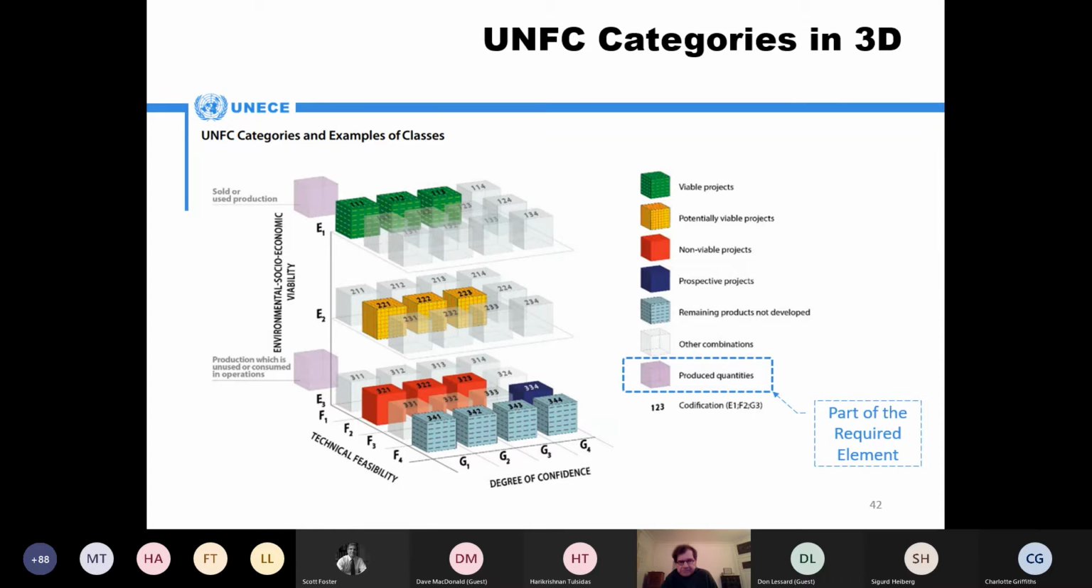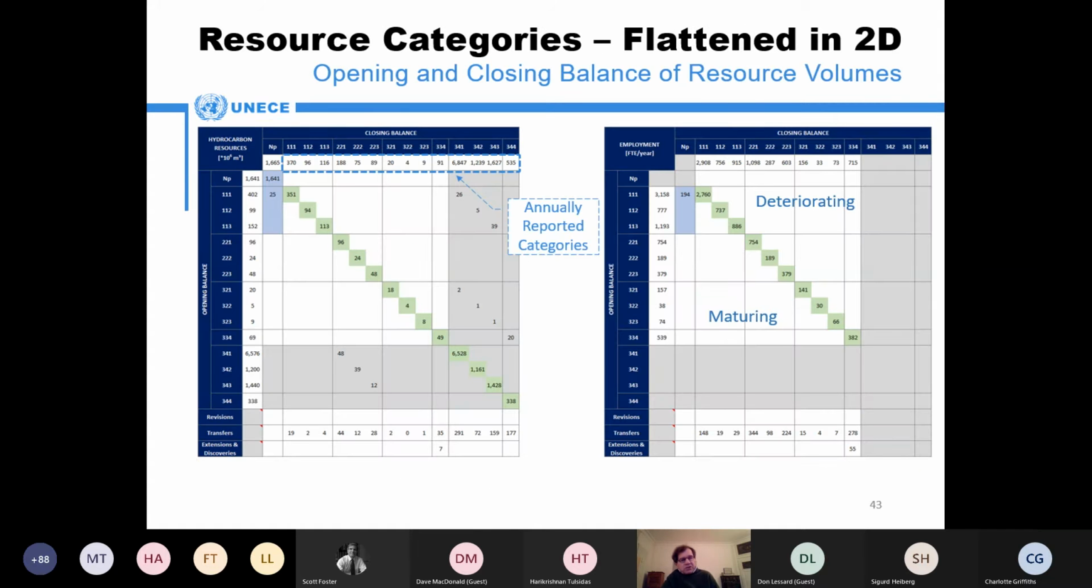We find that for presentation, the 3D of the UNFC classes is good to show in 3D, but the 3D does not work well when you actually look at numbers. So next slide, please. What we've done is basically flatten the 3D into 2D. Now let me explain. If you look at the top row, you will find numbers like 111, 112, 113, etc. These are the UNFC categories.